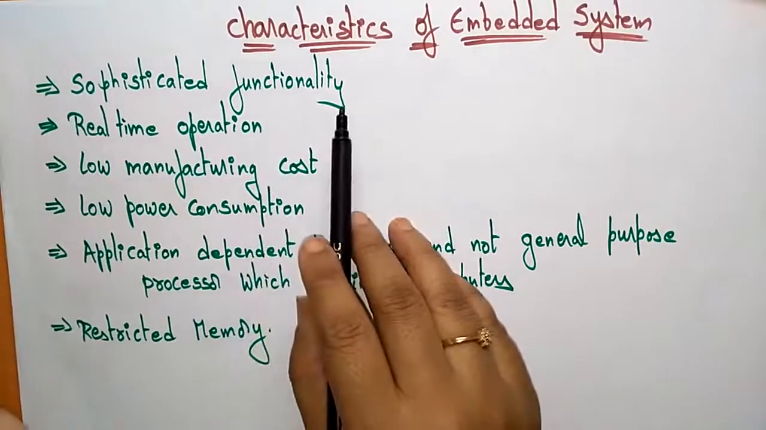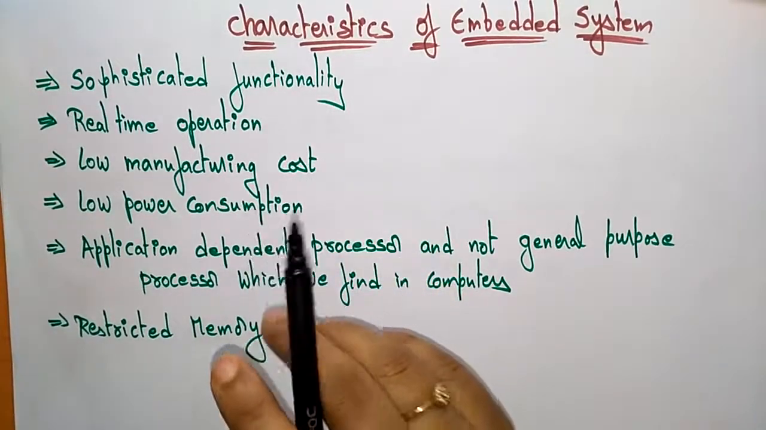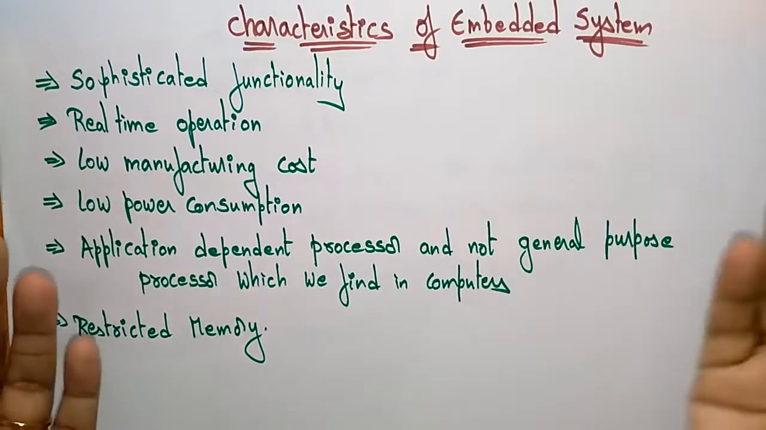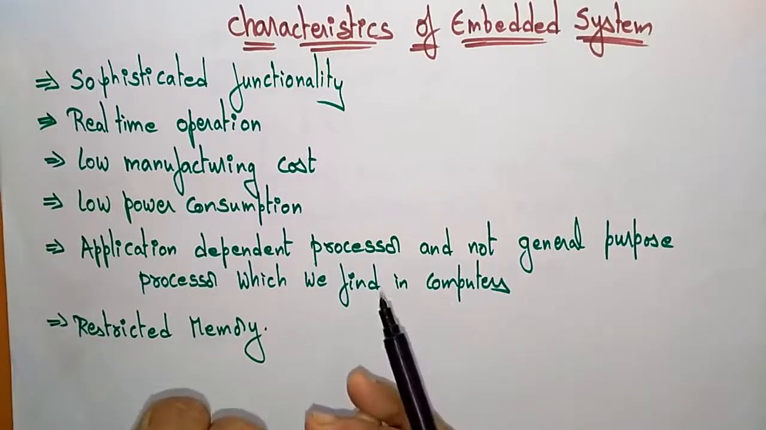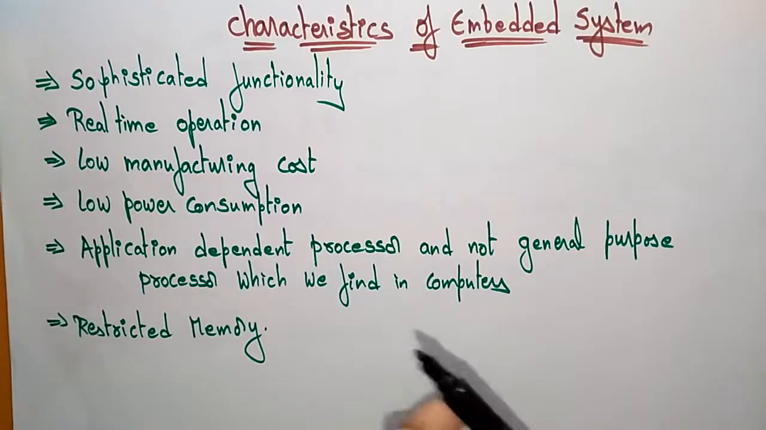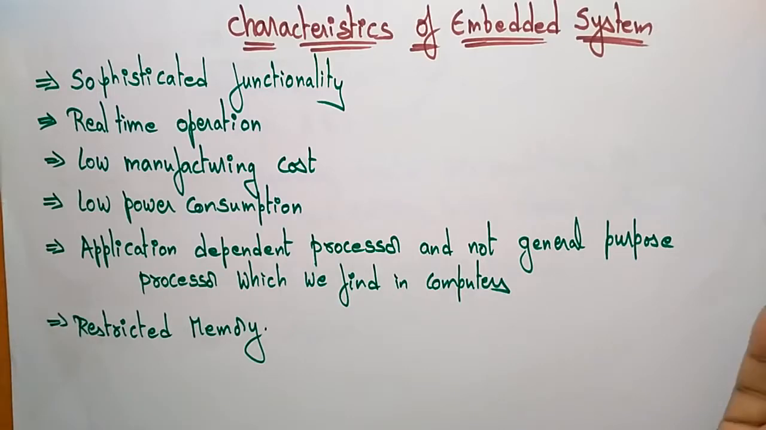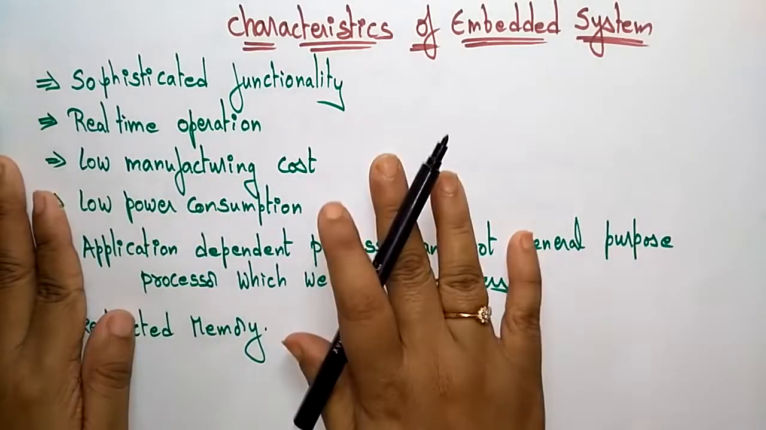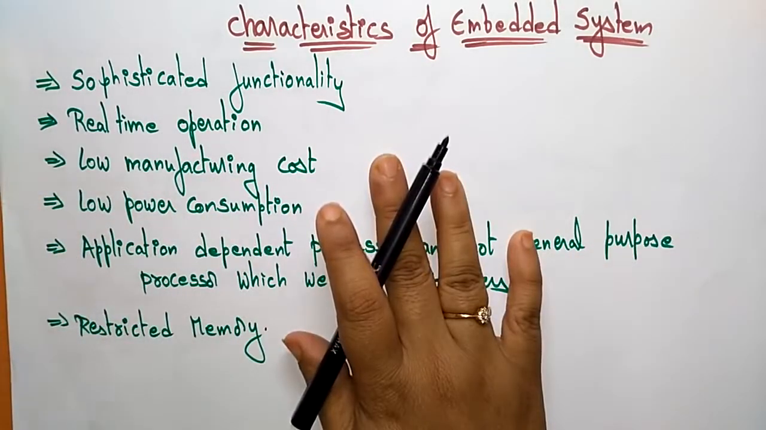Whatever embedded system you take, it is implemented with sophisticated functionality. The degree can vary from appliance to appliance. Whether you take the microwave oven, the washing machine or the mobile phone, for each appliance the degree of sophistication may vary. So all embedded systems are implemented with sophisticated functionality.